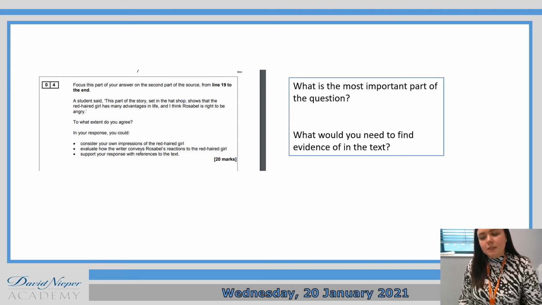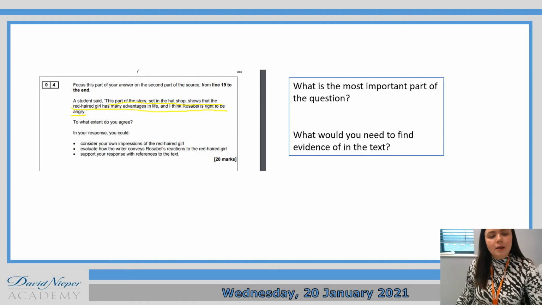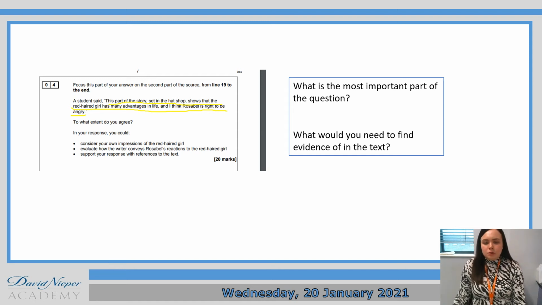Okay, so you should have given yourself 5 to 10 minutes on this question as well. So what is the most important part of the question? Again, it's this statement, okay? So this part of the story set in the hat shop shows that the red-haired girl has many advantages in life. I think Rosabelle is right to be angry, okay? So again, that is the most important part of the question.